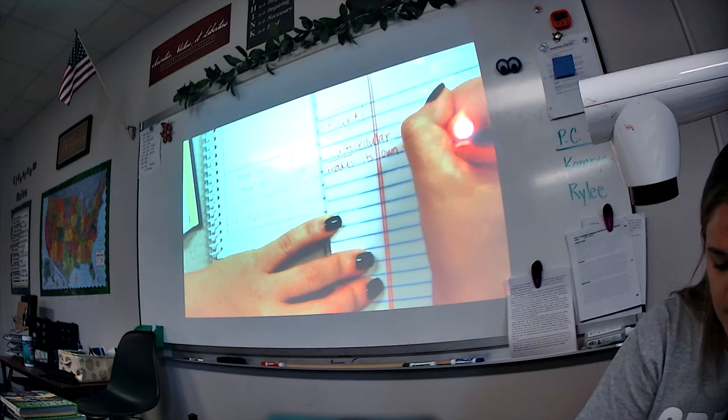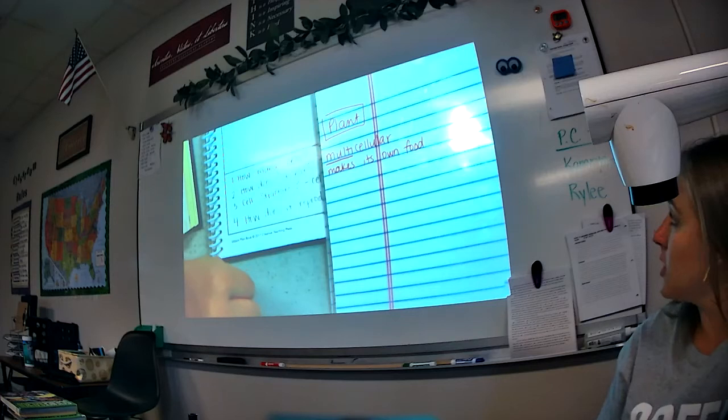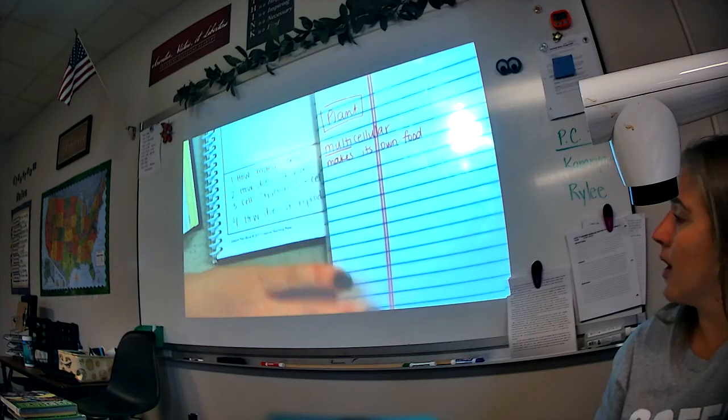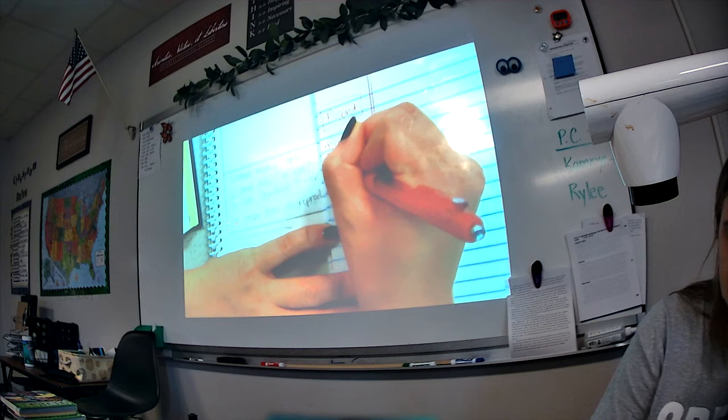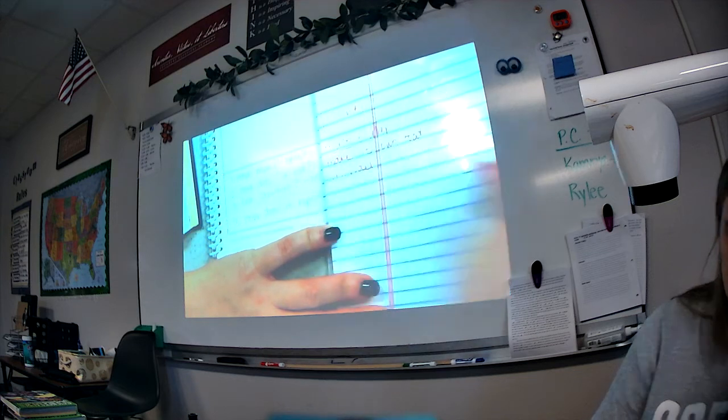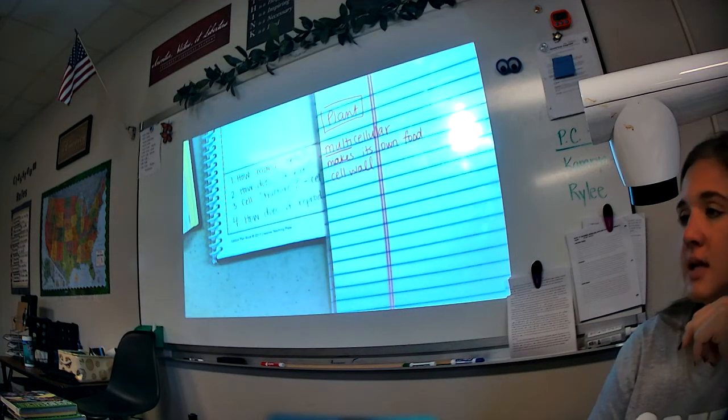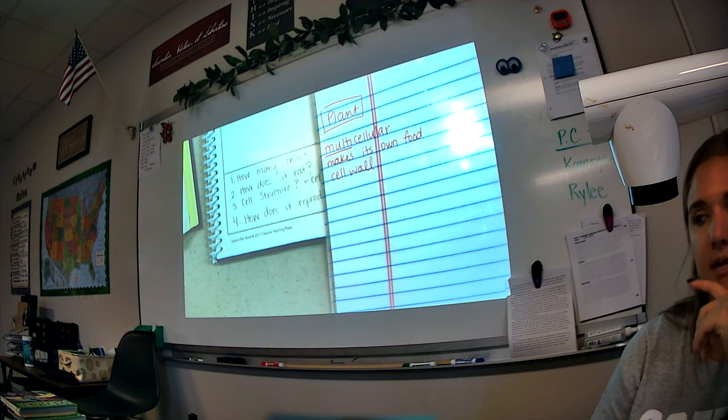Makes its own food. Cell structure: does it have a cell wall or no? Landon? Good. It has a cell wall. So if you were looking at an organism and saw the cells had a cell wall, it's probably going to go in the plant kingdom.